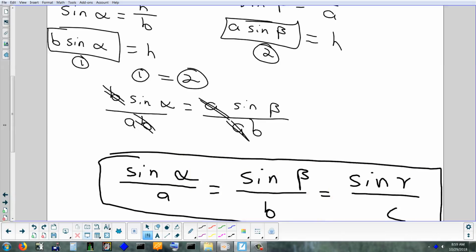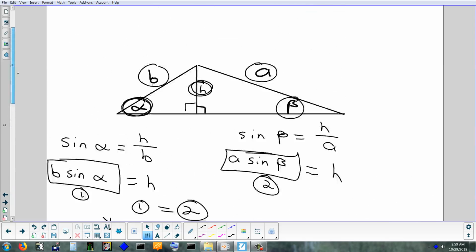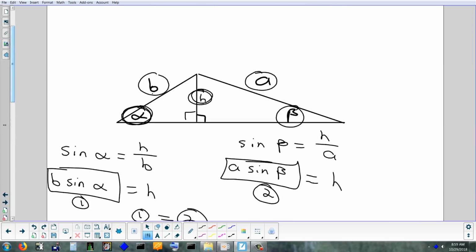If you wanted to show the third part, you could take the same triangle we just did, and instead of using the sides A and B and alpha and beta, do it from a different angle. Maybe use A and C and alpha and gamma, and draw the height in a different way instead of the way I did it.